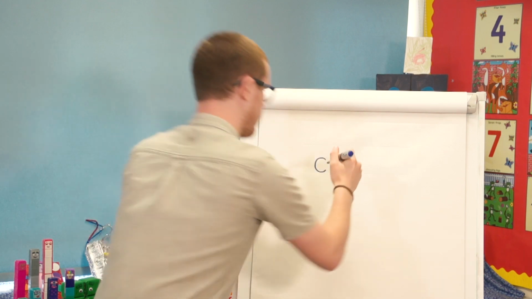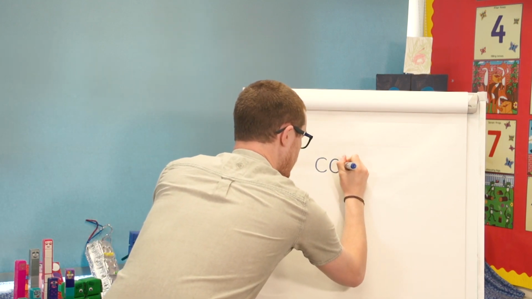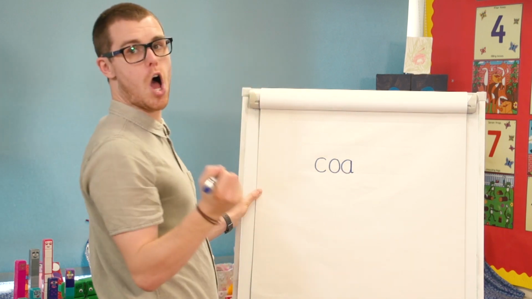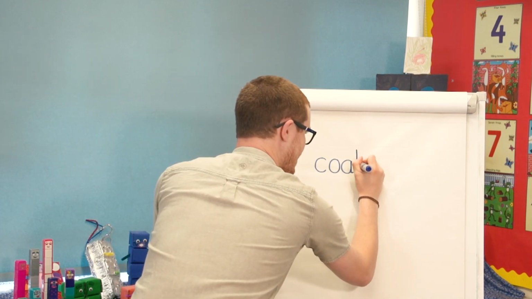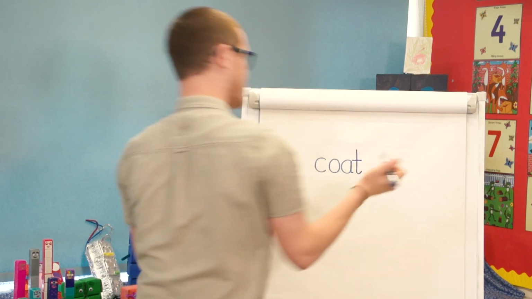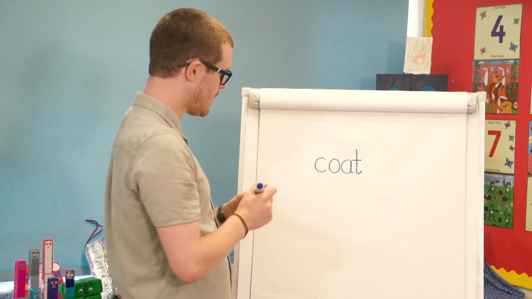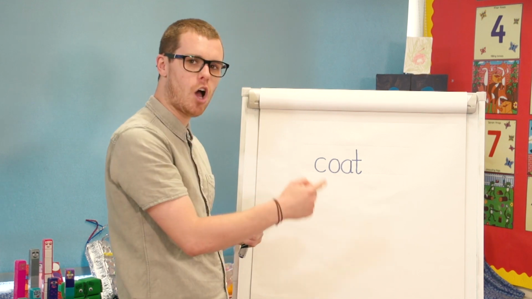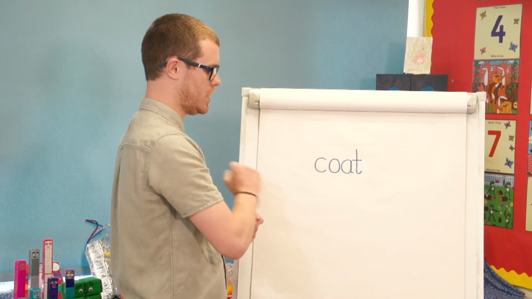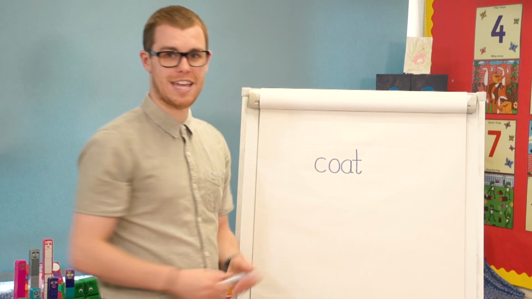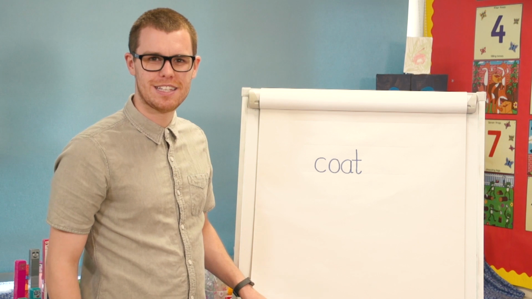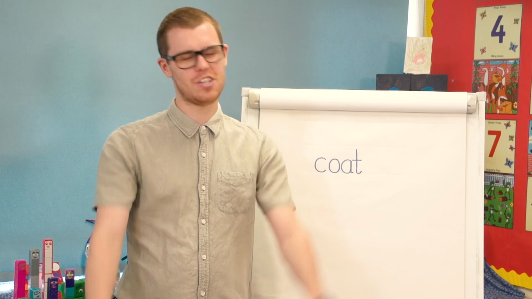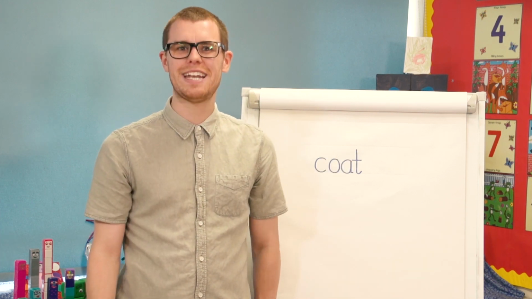K. O. T. The O sound is in the middle, so it is written with the letters O and A. Coat. K-O-T. It has 3 sounds. Did you get it right? Does your spelling match mine? Don't worry if it doesn't. Quickly change it now.